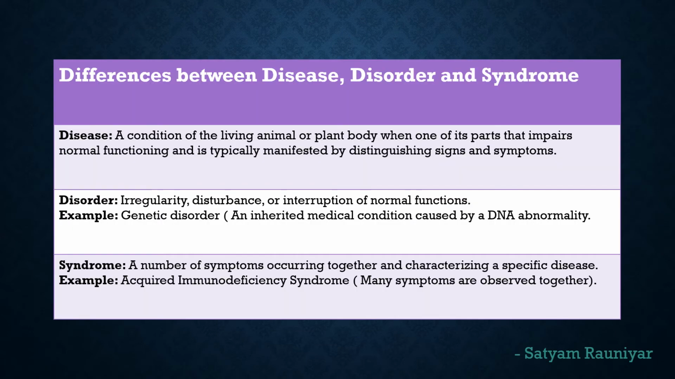Differences between disease, disorder and syndrome. Disease: a condition of the living animal or plant body when one of its parts impairs normal functioning and is typically manifested by distinguishing signs and symptoms. Disorder: irregularity, disturbance, or interruption of normal functions. Example, genetic disorder, an inherited medical condition caused by a DNA abnormality. Syndrome: a number of symptoms occurring together and characterizing a specific disease. Example, acquired immunodeficiency syndrome, where many symptoms are observed together.